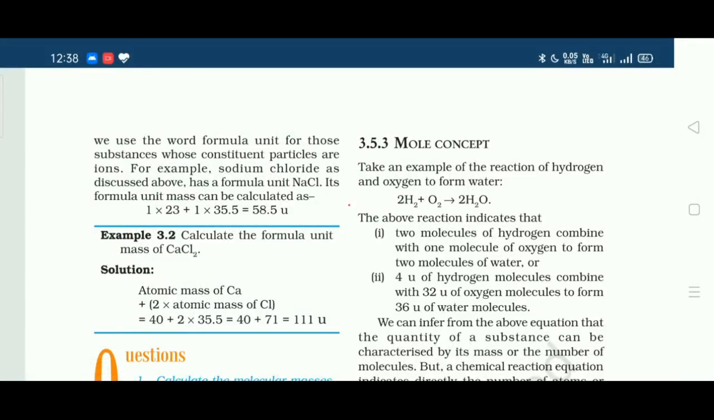Good morning, students. Today, we will begin with a new topic, that is mole concept, from chapter number 3, present on page number 40. Students, this is one of the most important topics present in this chapter. So let's begin.